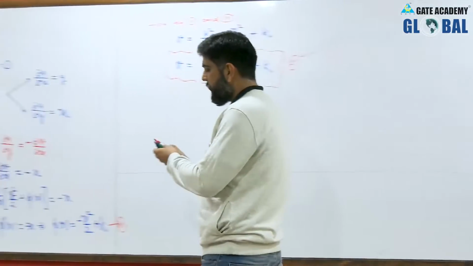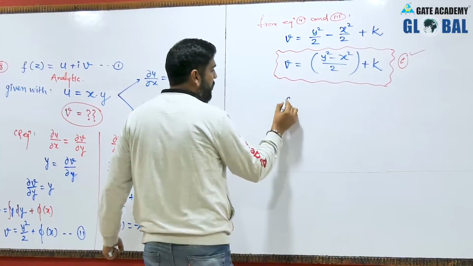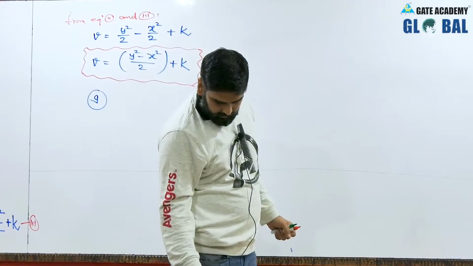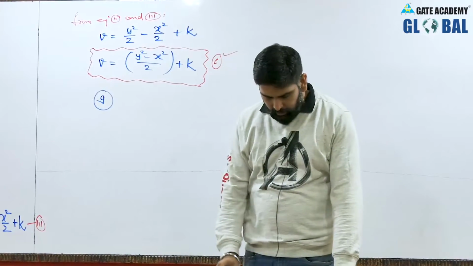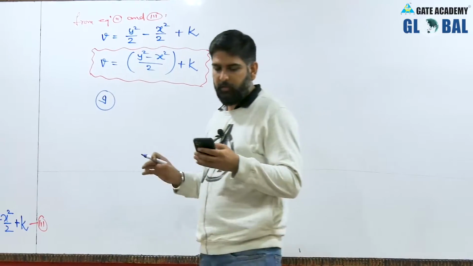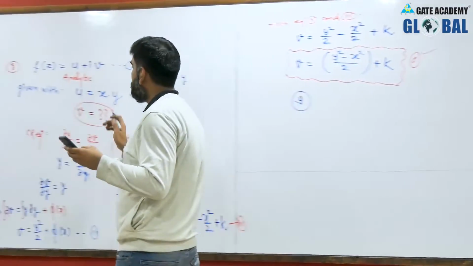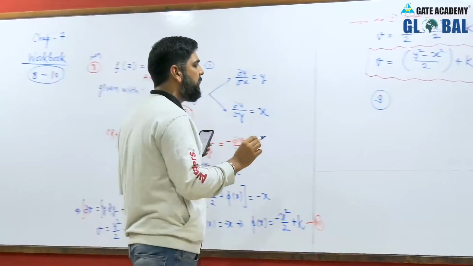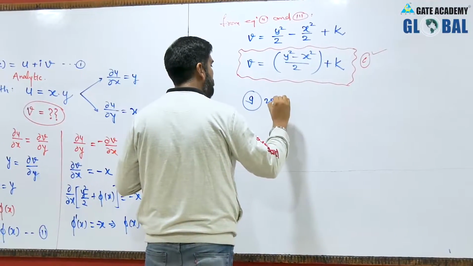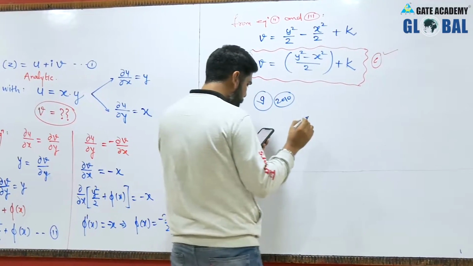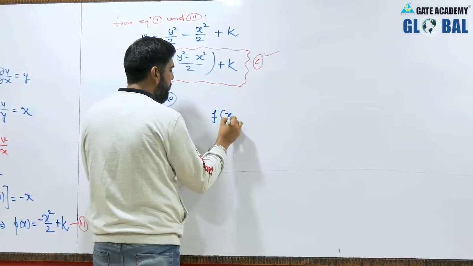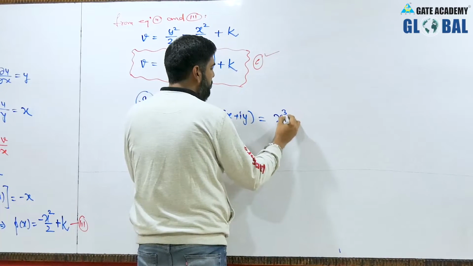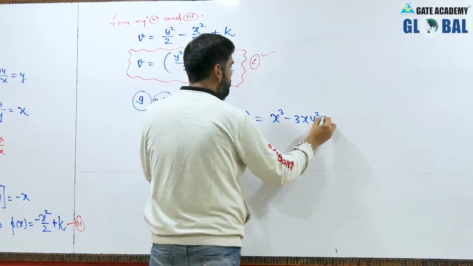Fine. Let us have question number 9. I am having question number 9 in my workbook. This question is exactly related to the previous one. That one was asked in GATE 2009, and this question is asked in GATE 2010. So we are given f of x plus iy is equal to x power 3 minus 3xy square.